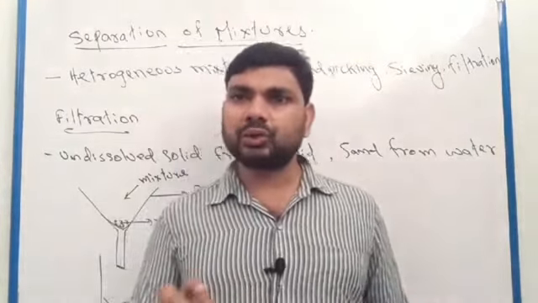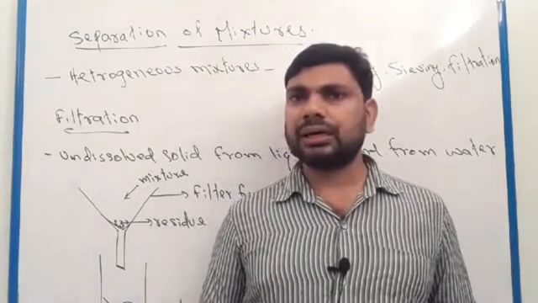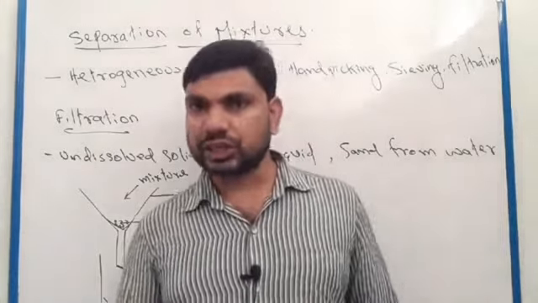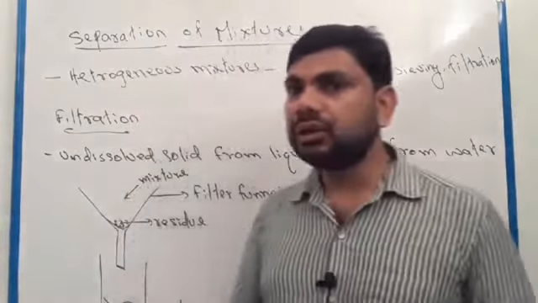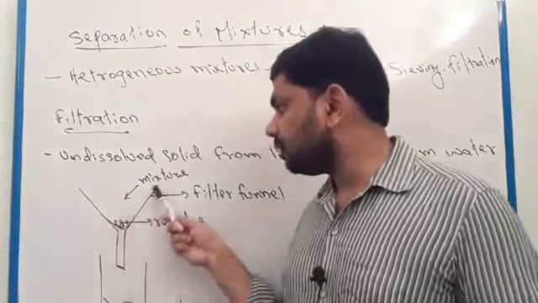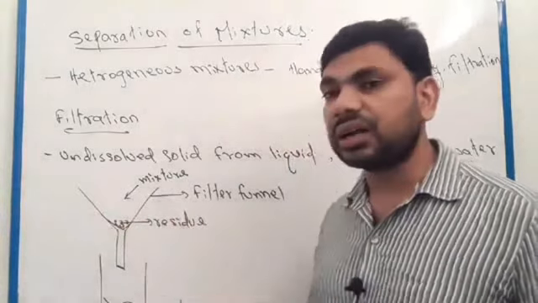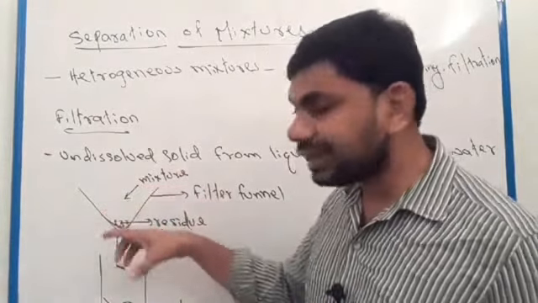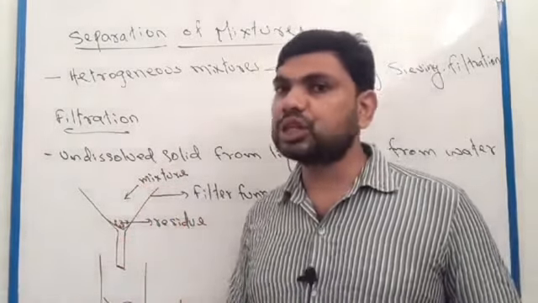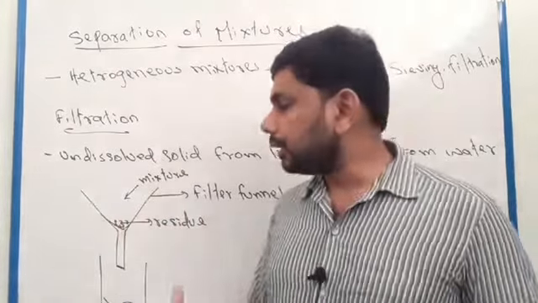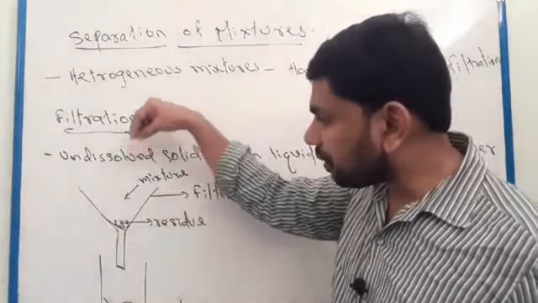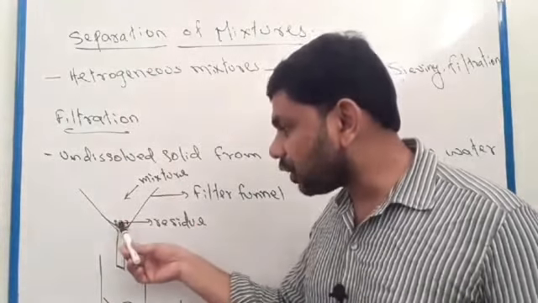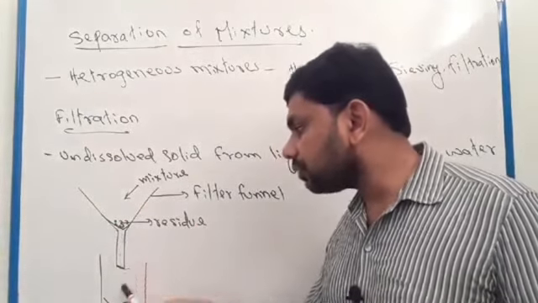Okay, after this we have to discuss filtration. I told you heterogeneous mixture, for example sand in water, we can separate by filtration. For filtration we will use a filter funnel. On the top of the filter funnel we will keep filter paper, and we will put the mixture from the top of the filter funnel. All solid will stay over here, only liquid will come down.